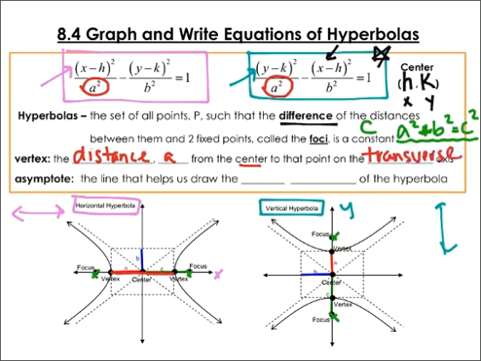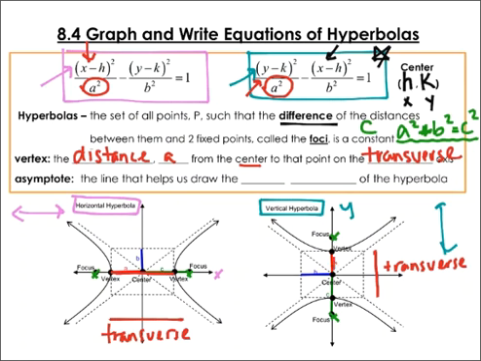The transverse axis, we don't have a major minor here, but the transverse axis is just the axis that connects the two vertices. So the transverse axis goes left and right because x goes left and right for a horizontal hyperbola, and it's under the x. Now, the transverse axis for the vertical hyperbola goes up and down. The a is under the y, y's go up and down. So you'll see that a is just the distance from the center to a vertex.